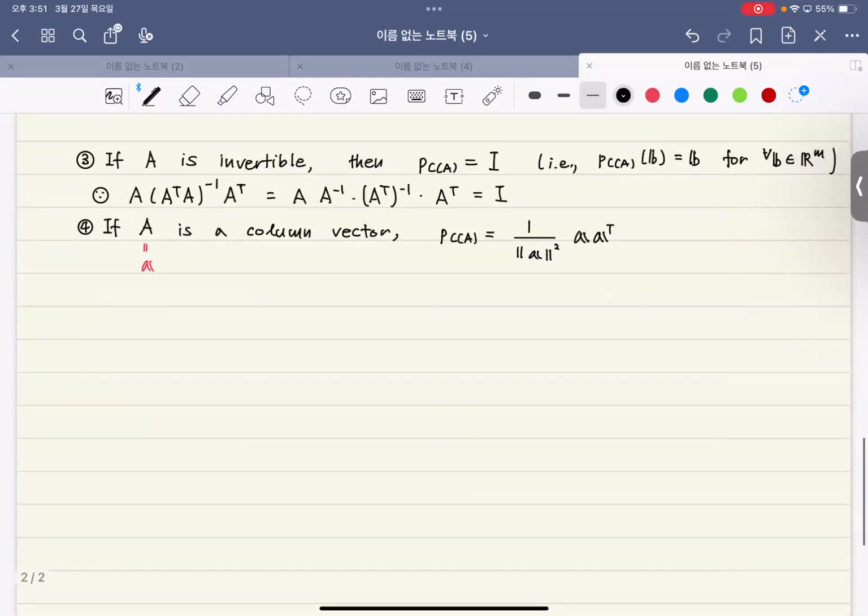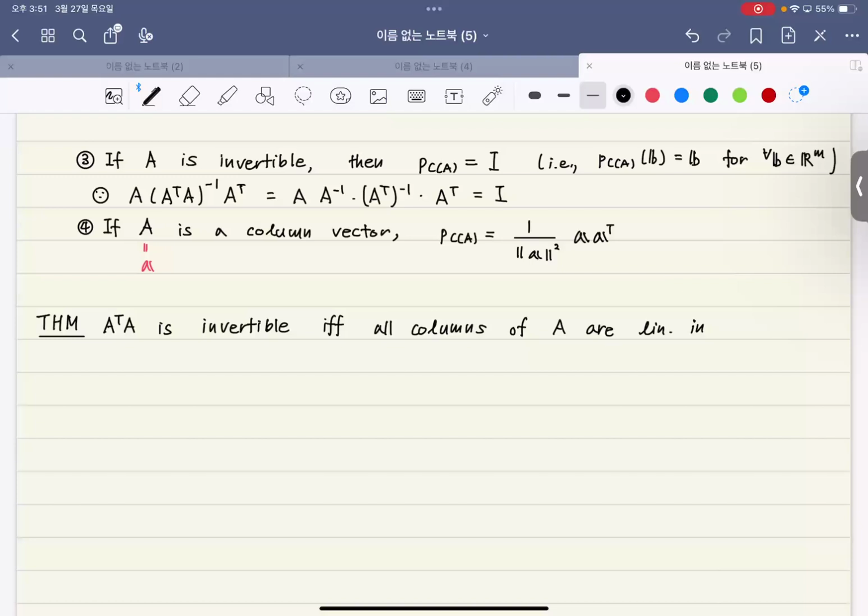Finally, I am ready to give you the proof of the statement that I promised one lecture ago. A transpose A is invertible if and only if all columns of A are linearly independent.